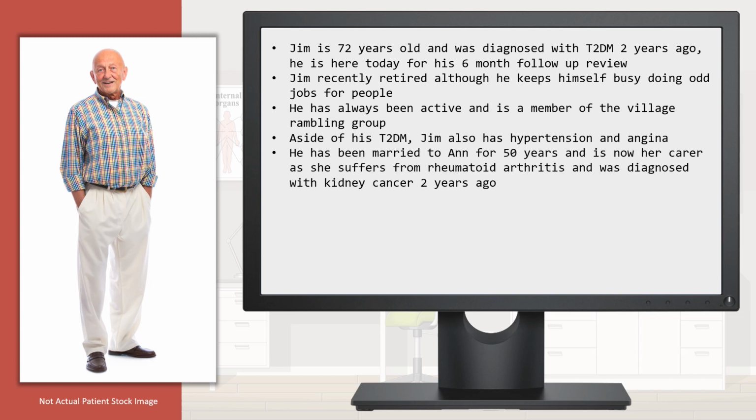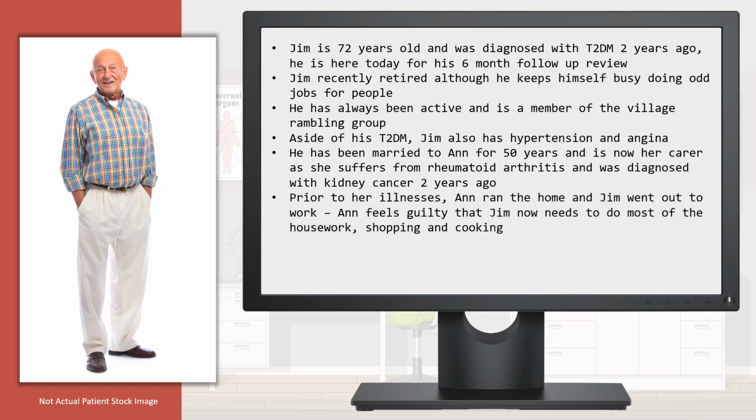Now, he's been married to Anne for 50 years, and he's now actually her carer because she suffers from rheumatoid arthritis. She's also got type 2 diabetes, and 2 years ago she was diagnosed with kidney cancer. Prior to all of that, she ran the home, you know, traditional family. Jim went off to work, brought the money home. Anne did everything in the house. But she now feels desperately guilty because he's having to do most of the housework and the shopping and all the cooking.